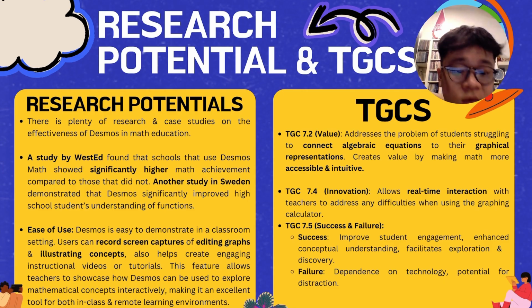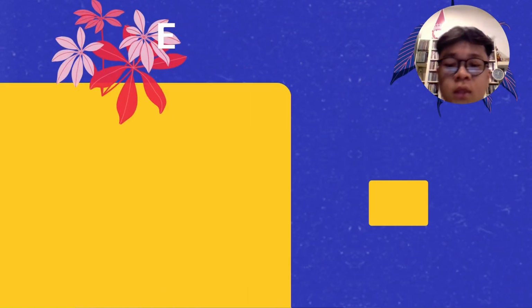Second is the innovation, where real-time interactions between teachers and students help to address any difficulties when using the graphing calculator and instantaneously solve issues. The success is that it helps student engagement and enhances conceptual understanding by facilitating exploration and discovery. However, the failure is that it really depends on the technology, and there is potential for distraction when using it.